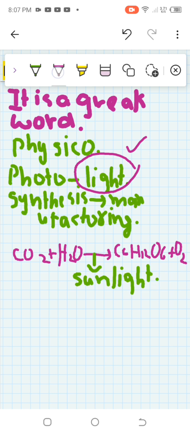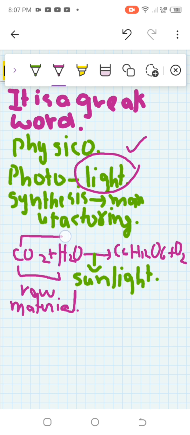These are raw materials, or we can say these are reactants. Raw materials which we are taking, like carbon dioxide we are taking from the environment, however water is naturally present. So these are raw materials. This carbon is turned into C6H12O6, however this oxygen goes out as oxygen.